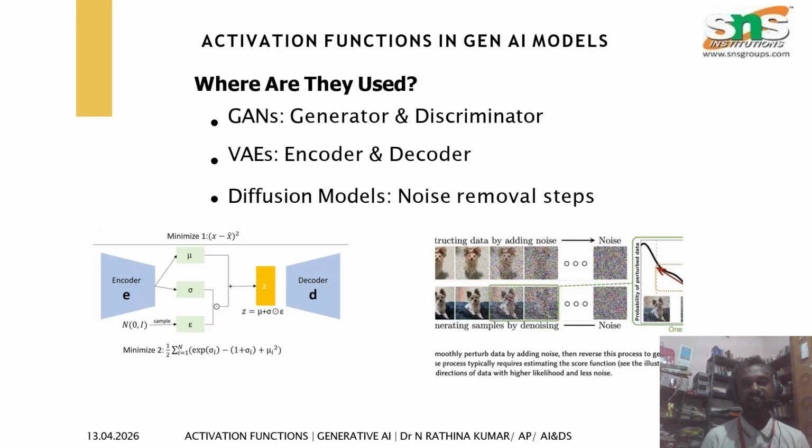Activation functions in Gen AI models. Where are they used? This is an important thing we have to remember. GAN: generator and discriminator. Then VAE: encoder and decoder. Diffusion models: noise removal steps.